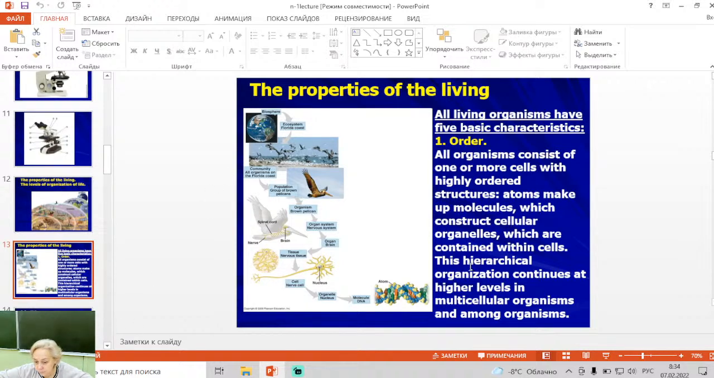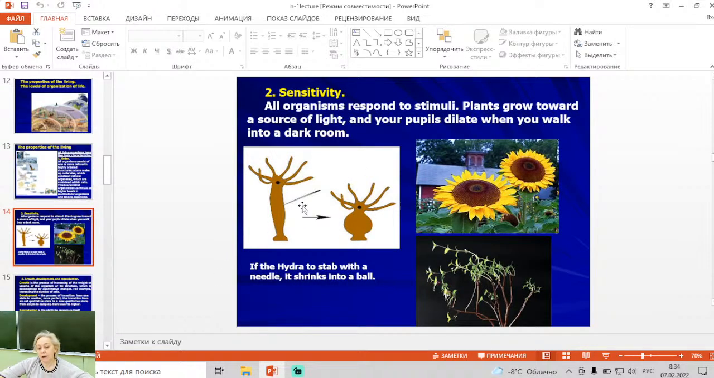Remember the first property of life, order. Next property, sensitivity. All organisms respond to stimuli. Plants grow toward a source of light, and your pupils dilate when you walk into a dark room. And you see on this picture, if you prod a hydra with a needle, it shrinks into a ball. You see plants grow toward a source of light.